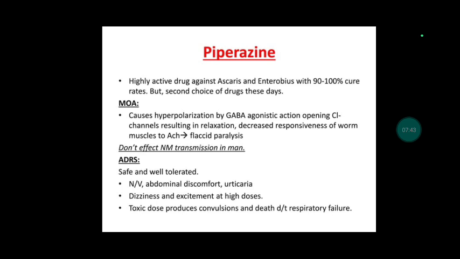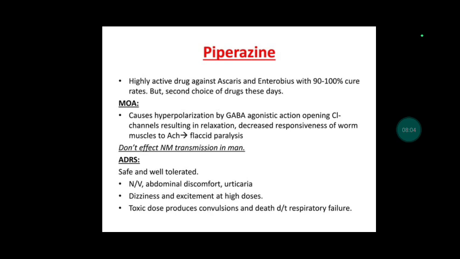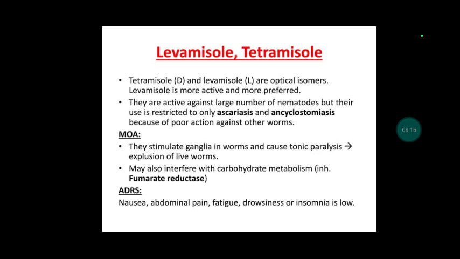So now next, what are the adverse drug reactions of the piperazine? Abdominal discomfort, urticaria, dizziness and excitement at high doses. Toxic dose produces convulsions and death, that is respiratory failure. Now next, it is safe during pregnancy. It is very important that piperazine is safe during pregnancy. Now what are the uses? Ascaris and enterobius infestations, intestinal obstruction in pregnancy when other antihelminthics are contraindicated.